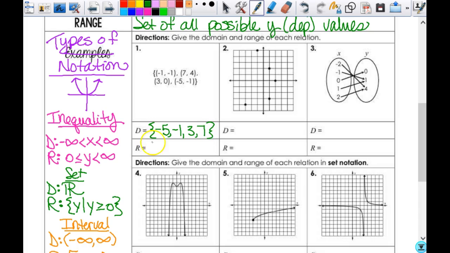So then the range, I look at my y values. What's my smallest y value? -1. Now it shows up twice. Do I write it twice? No, I do not. So -1, and then 0, and then 4. Okay. Then on number 2, the domain, my smallest x is here, so -3, right? And then -1. Then 1 shows up twice, but I only write it once, and then 2.